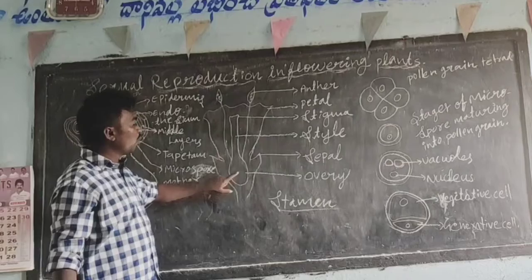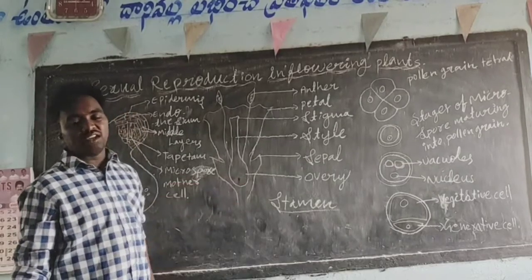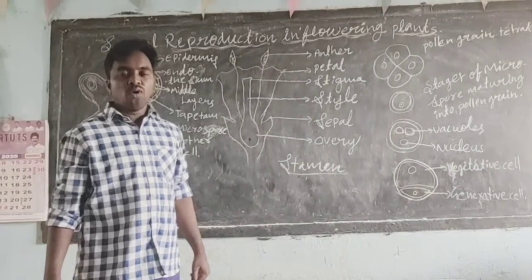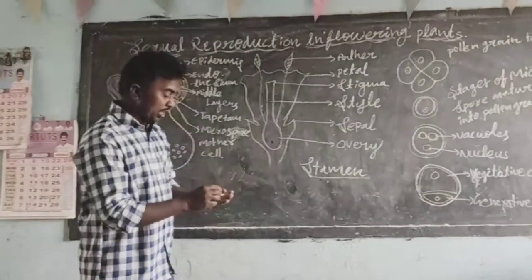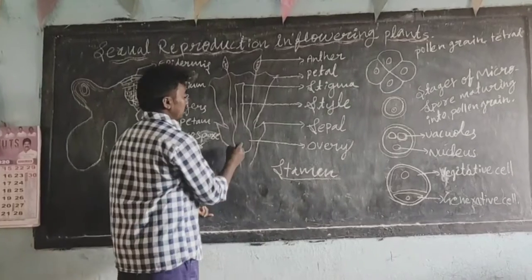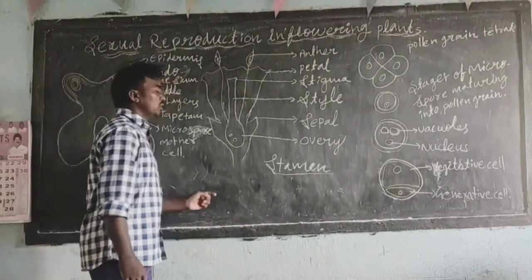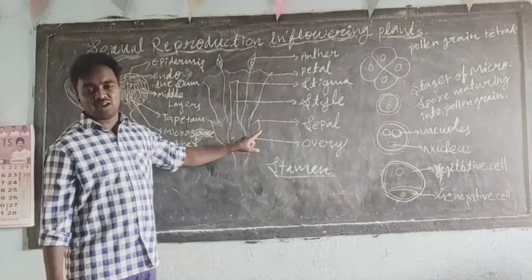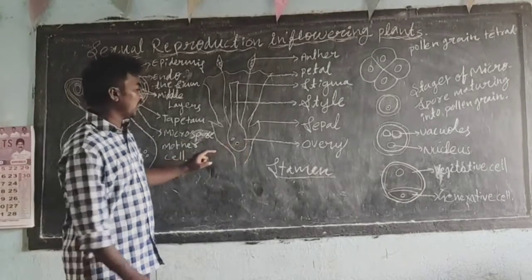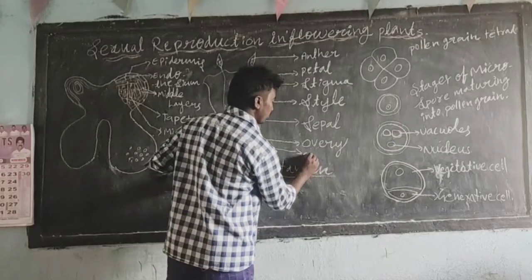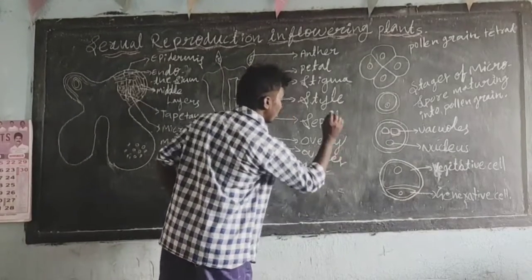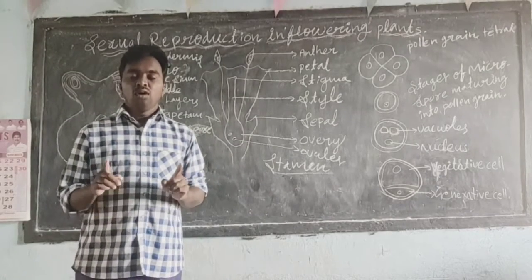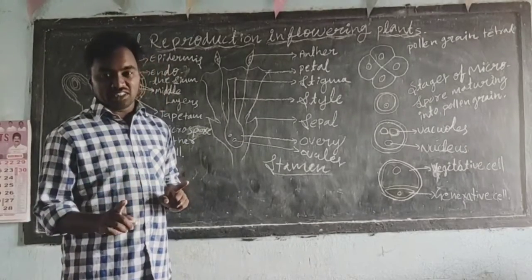Next, the ovary. The ovary is the female reproductive organ. In this ovary, the ovules will be there. The ovules are present in the ovary. These are the ovules. These ovules function as the female gametes.